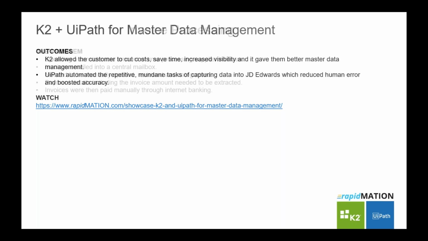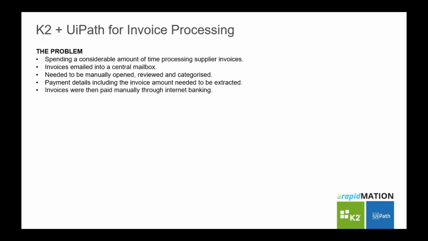All right, moving on to the third and final example that we're going to show you today, and probably the most complex one. This is another very common one, and this is using K2 and UiPath for invoice processing. The problem with this one was there was a company spending a considerable amount of time processing supplier invoices. These invoices were being emailed into a central email inbox.